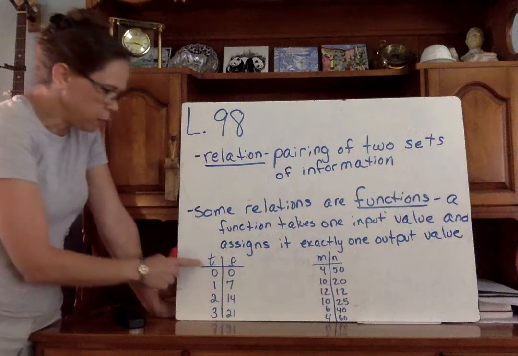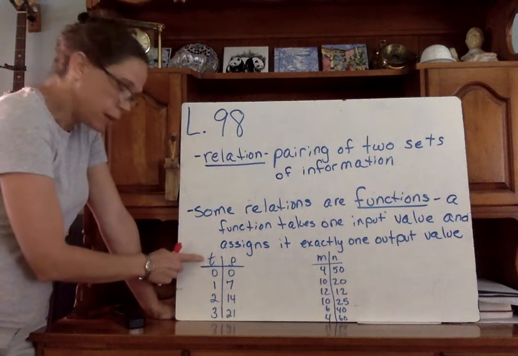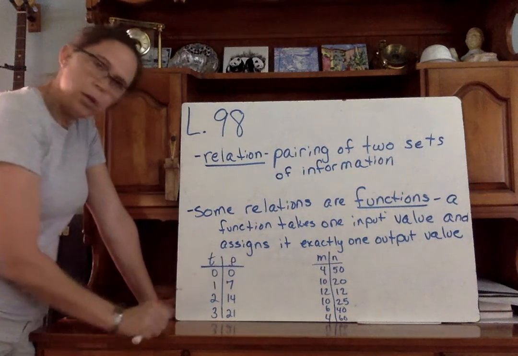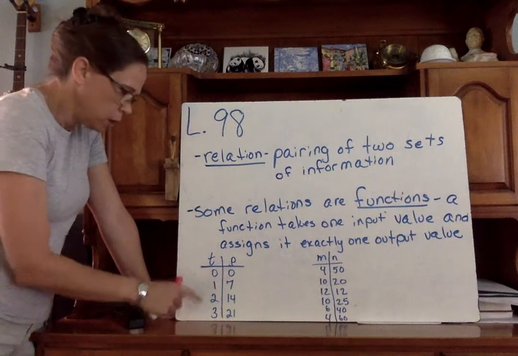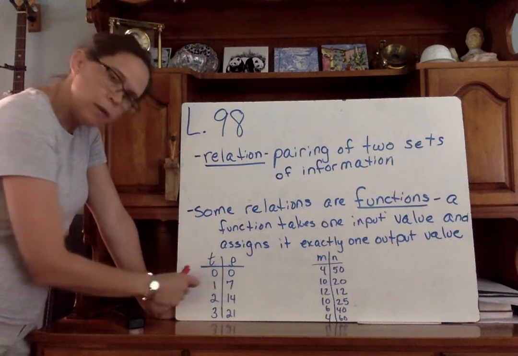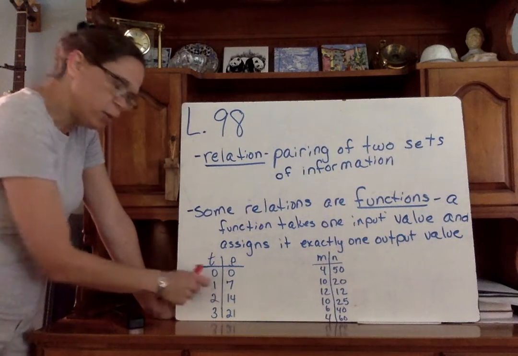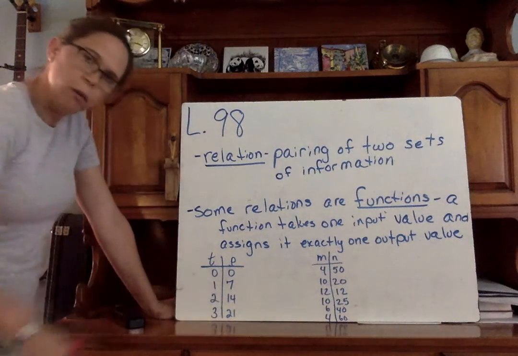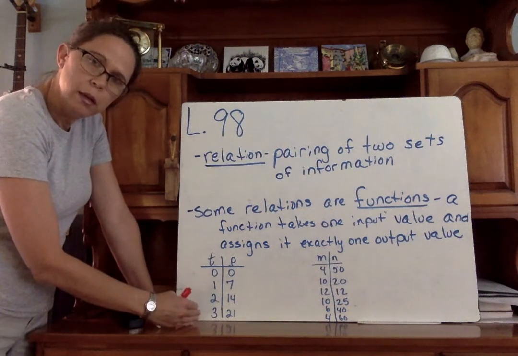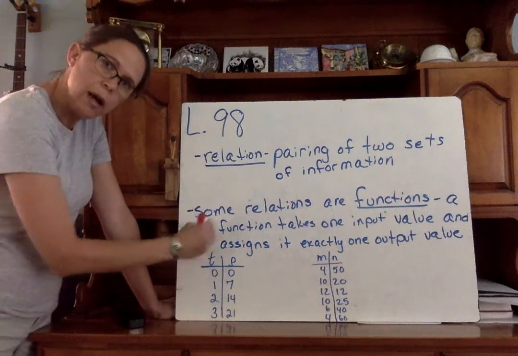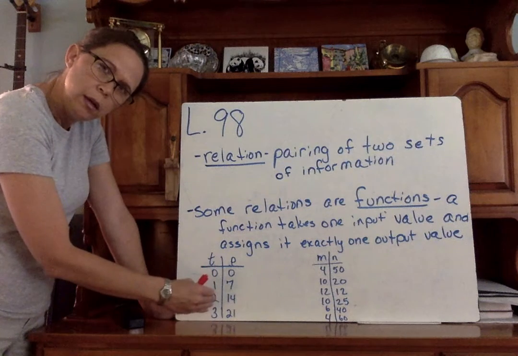On this first set, we're comparing the number of tickets to the price you're going to pay based on that number of tickets. If you buy 0 tickets, you pay $0. If you buy 1 ticket, you pay $7. 2 tickets, you pay $14. 3 tickets, you pay $21. In this case, for each input, I have a unique output that matches up with that number. That's a function.